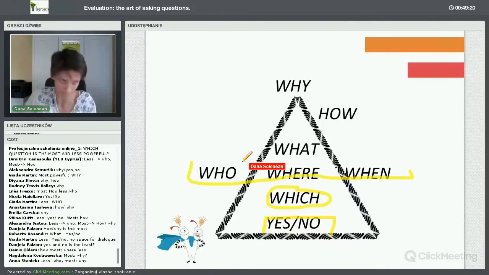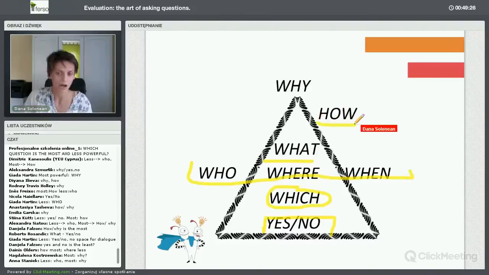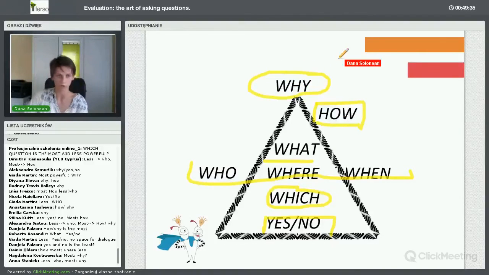So who makes the best strawberry jam, or something like this. Then we have what, how, and how is a very, very powerful question. And we will see on an example a bit later. And on the top of the pyramid, we have why. But with why, there is an issue.